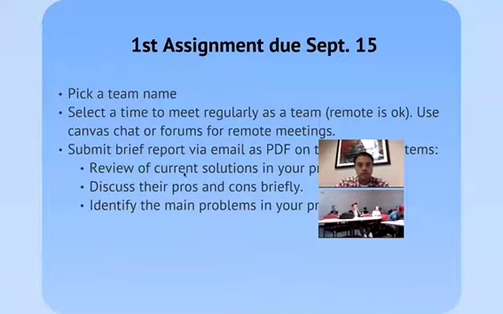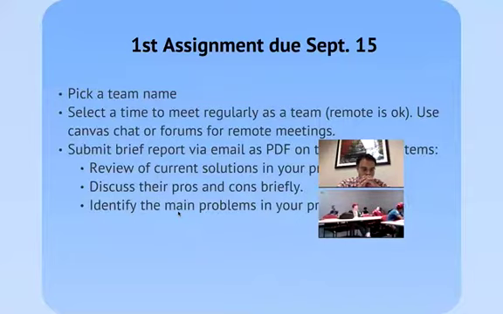I want you to review current solutions in your project topic. So broadly in the topic assigned to you, look at what solutions are available, what commercial solutions are available, and if there are no commercial solutions, what research or academic solutions are available. Discuss their pros and cons very briefly, and identify the main problems in your project topic. What are the main issues with the current solutions? The reason for this, by the way, is that it lays the foundation for your first presentation, which is, of course, very important. Any questions about this before I move on?